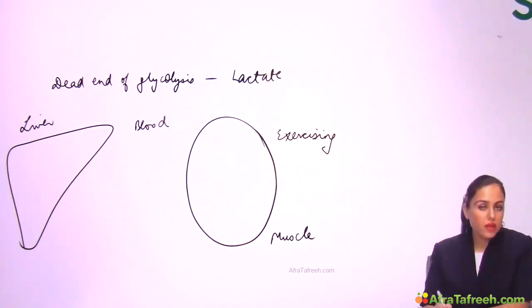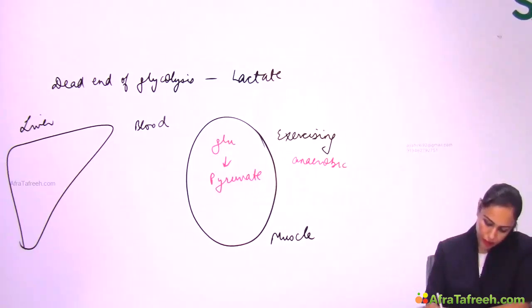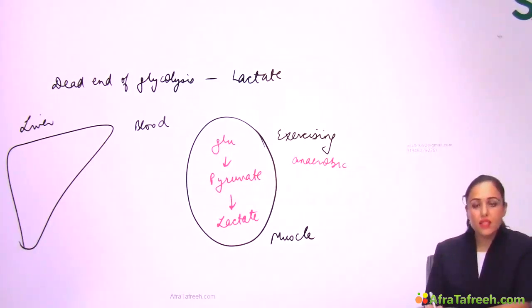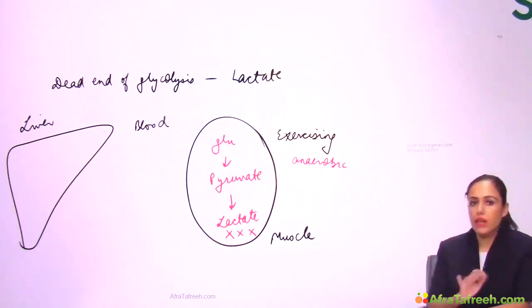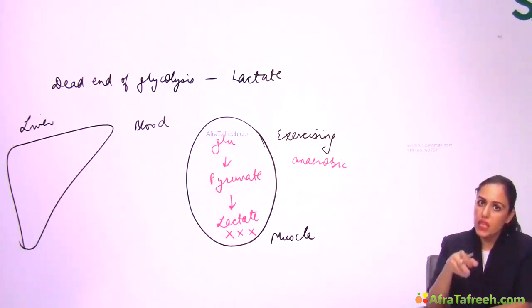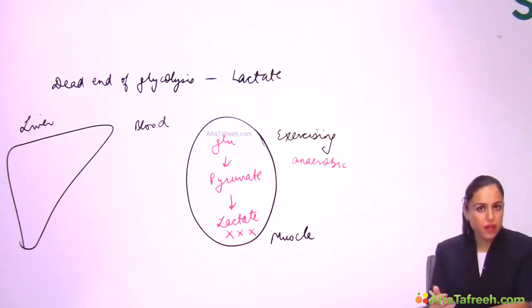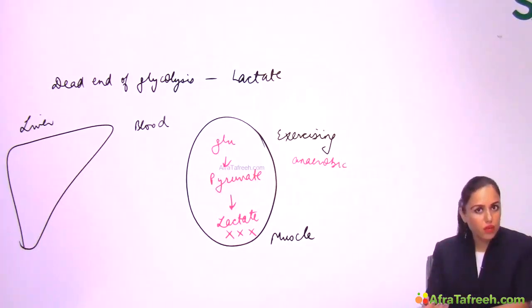Now, during exercise, anaerobic conditions are created, so in this muscle cell, glucose will form pyruvate, and then pyruvate will form lactate because of anaerobic glycolysis. Now lactate is the dead end of glycolysis, meaning when lactate is formed, after that nothing can be formed. That is, in this muscle cell where lactate is formed, lactate is the dead end, but in the body it is not the dead end. That means in the body it can be converted to some other thing.